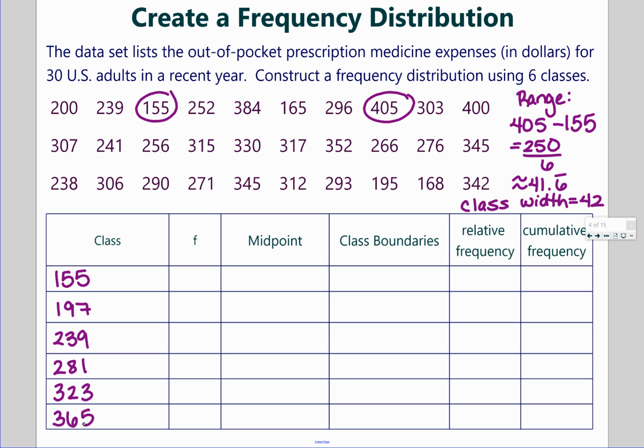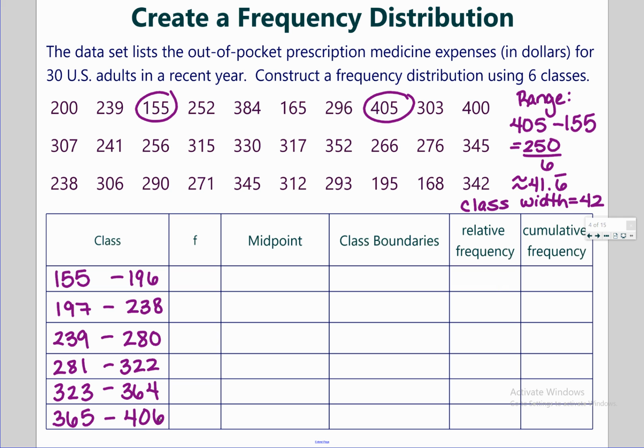Wherever one class starts, the other one ended 1 unit before that. So if this guy's going to start at 197, that means this guy ended at 196. So 155 to 196 is my first class. 238, 280, 322, 364, and then if you want to figure out that last number, all you have to do is add 42 to where this one ended. 364 plus 42, 406. And you want to double check that that number is at least where your maximum value is, if not higher. It's a little higher, so I know that all my data is going to fit in this table.